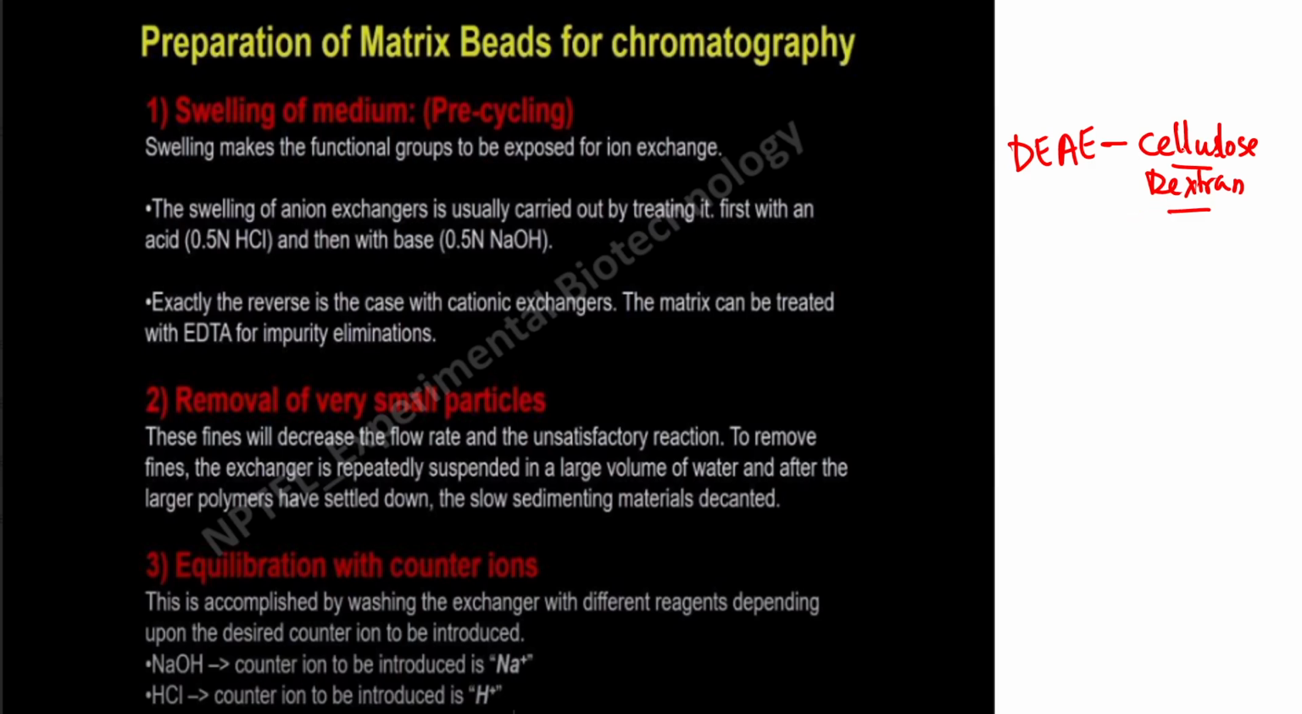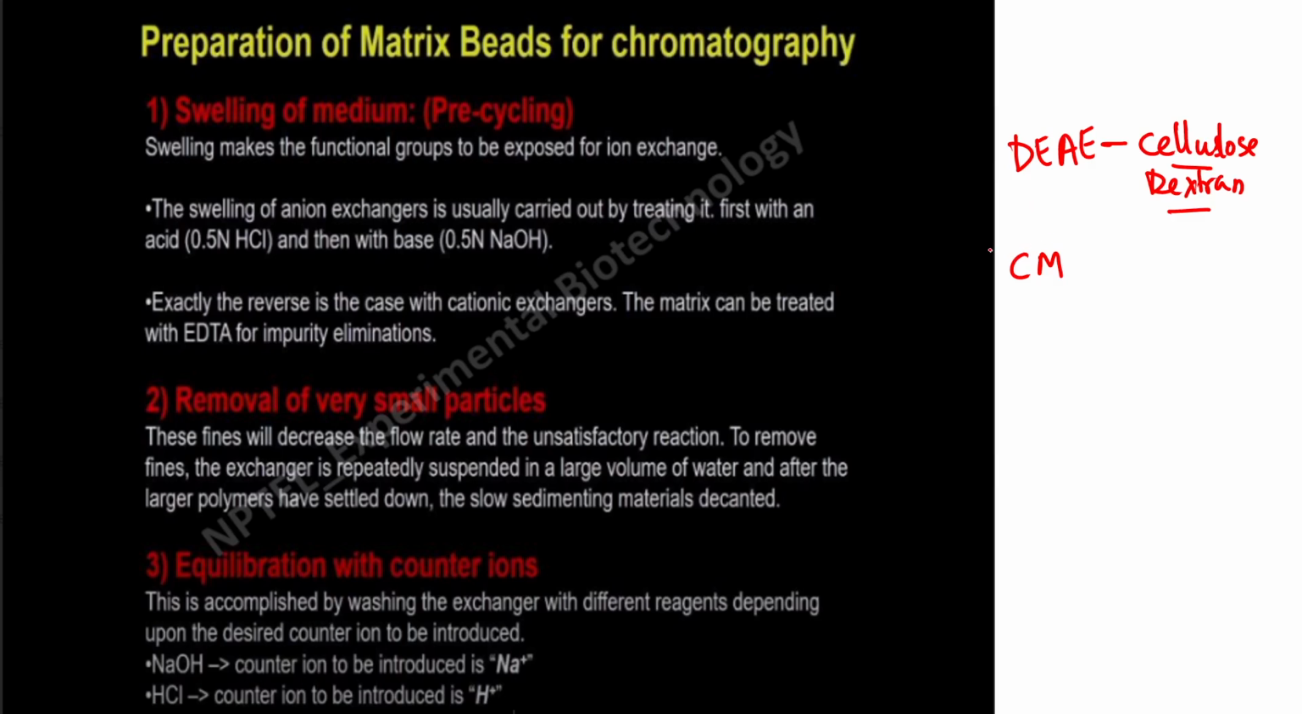So, this cellulose, dextran or Sephadex, these things have to be swollen. Cellulose powder generally comes, like DEAE cellulose comes as a dry powder. Okay, it's a white dried powder. For cation exchange also we get CM cellulose, carboxymethyl cellulose.